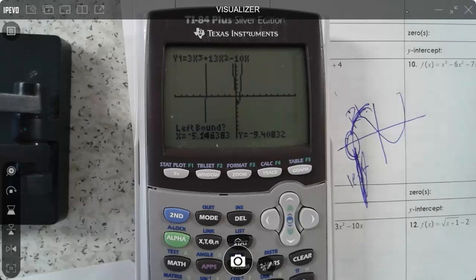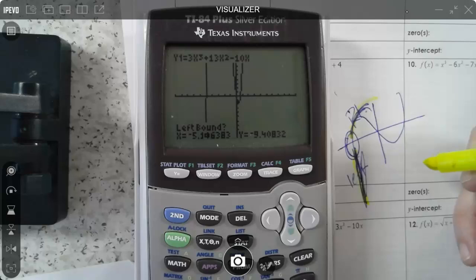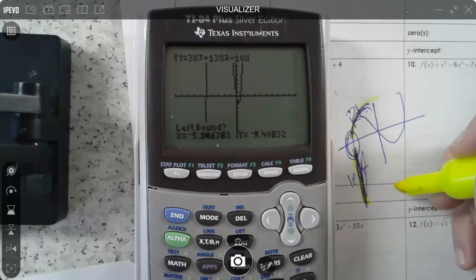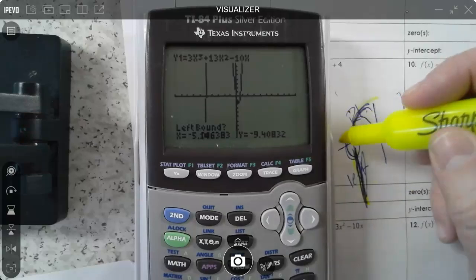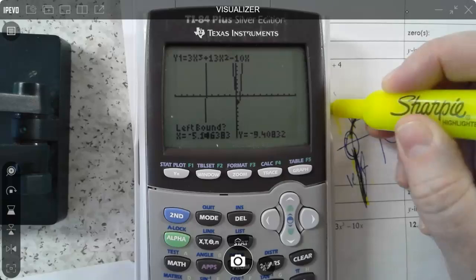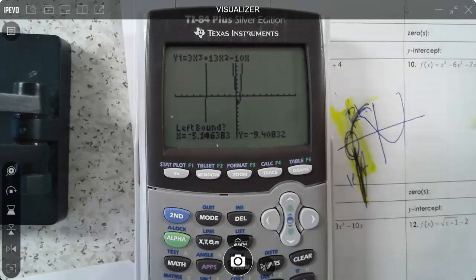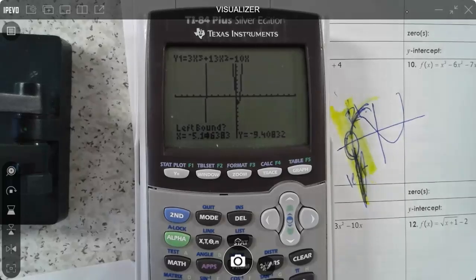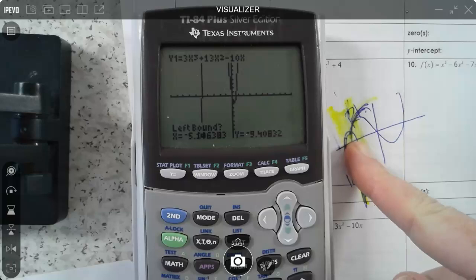Why is it a sign change? Because I'm going from being negative to being positive, right? So it's looking for the place where it changes from either negative to positive or positive to negative. So you have to give it this range of numbers. I'm telling it in between here and here, somewhere in there, find where it changes signs. That's what you're doing. Left bound being here, right bound being here.